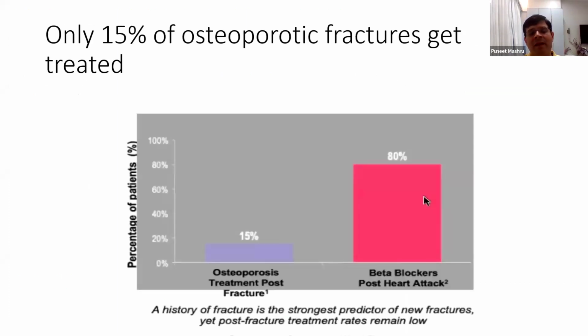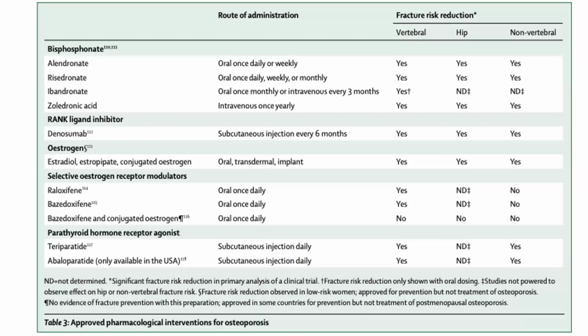Okay. Now, a 60-year-old female, left fracture neck of femur, admitted in hospital. She's treatment naive. Now, 80% of patients who get a heart attack are treated with beta blockers, with ACE inhibitors, with aspirin. But only 15% of patients who have an osteoporotic fracture are given treatment after the fracture, which is a very sad situation.